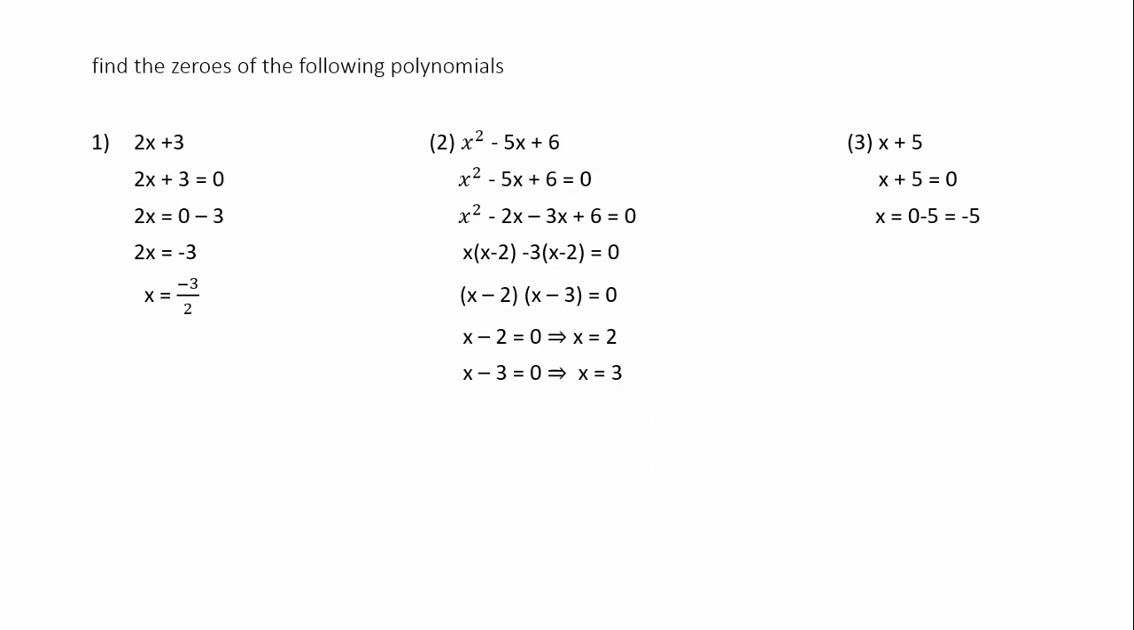Now coming to the next one, find the zeros of the polynomial. This is not an exercise, it is an example. Your question is to find the zeros. In the previous question, what happens?